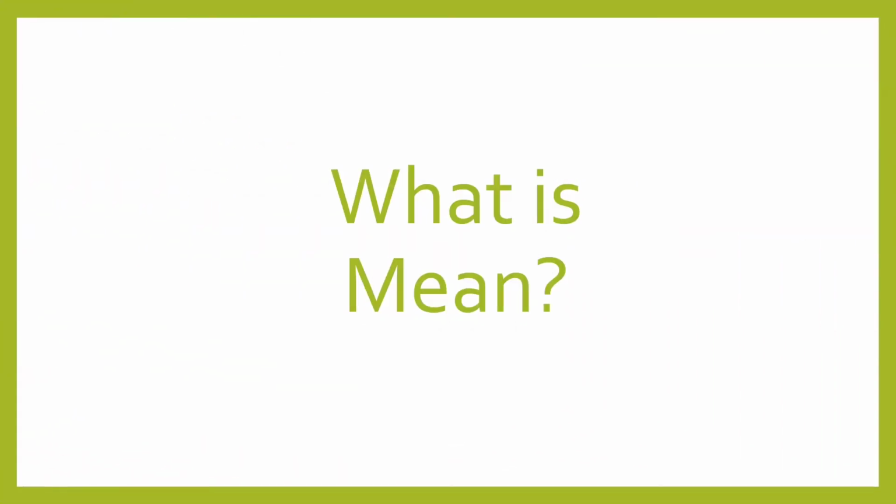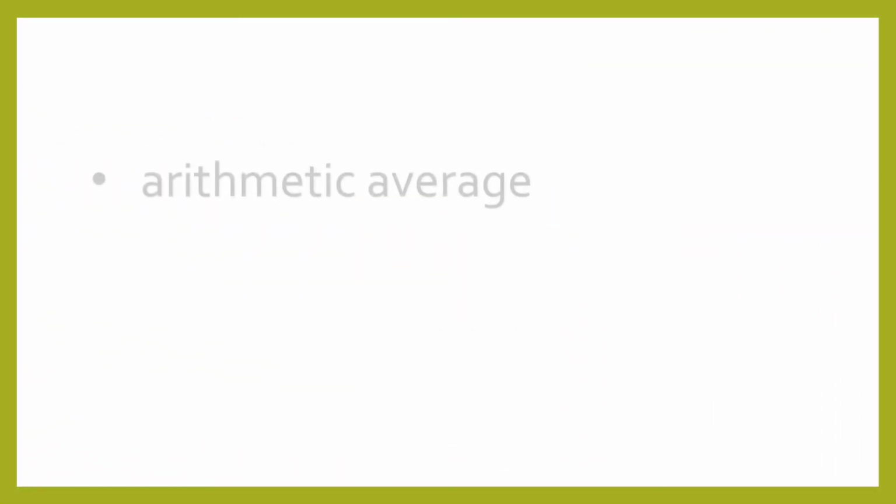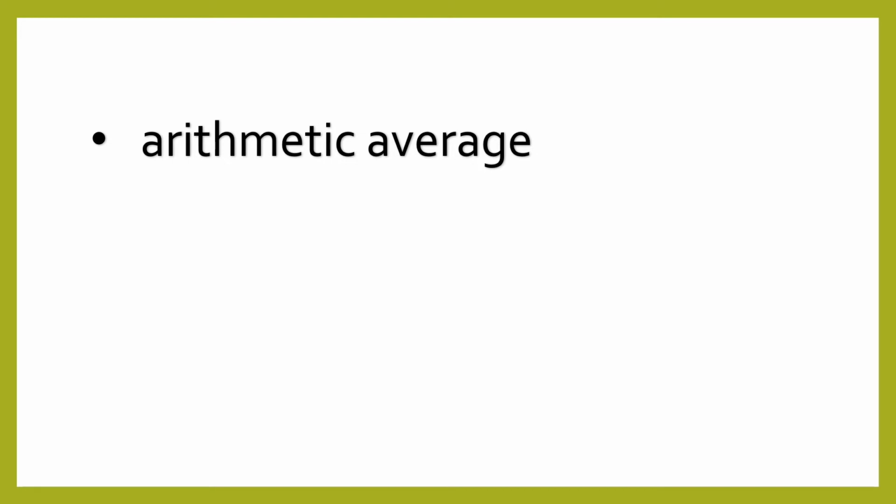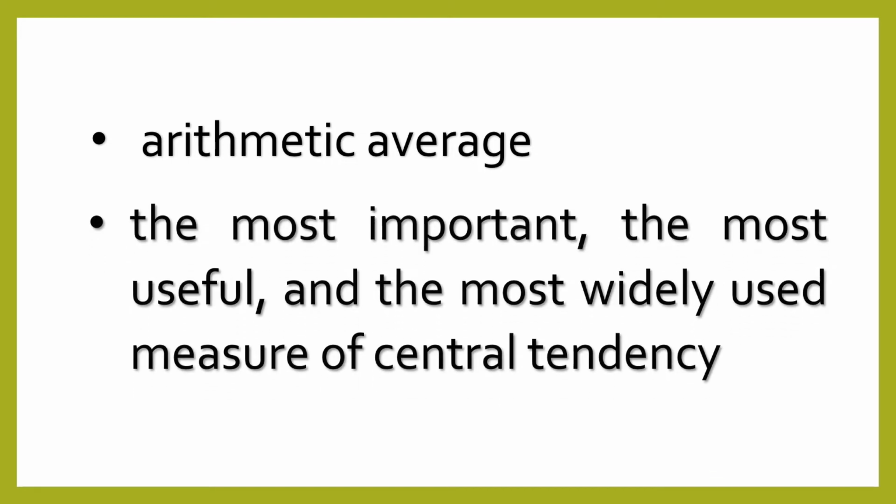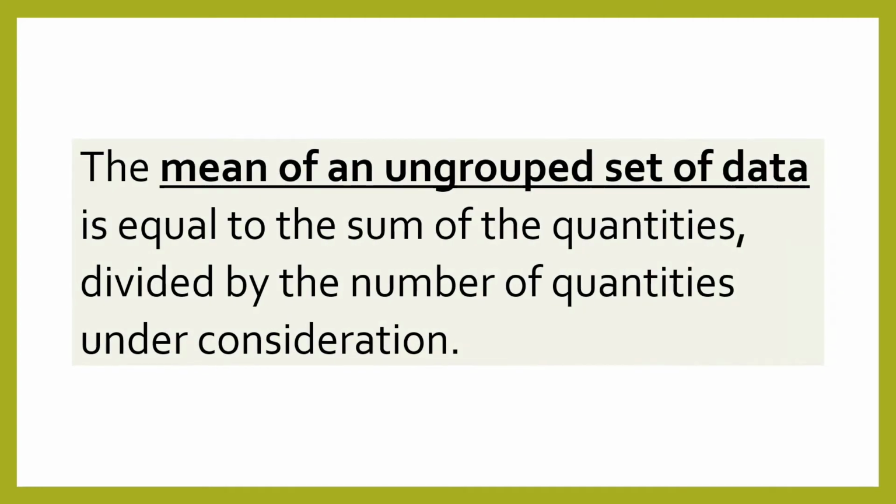So what is the mean? Mean is sometimes called the arithmetic average. The most important, the most useful, and the most widely used measure of central tendency. There are two sets of data. First, the mean of one group set of the data. It is equal to the sum of the quantities divided by number of quantities under consideration.